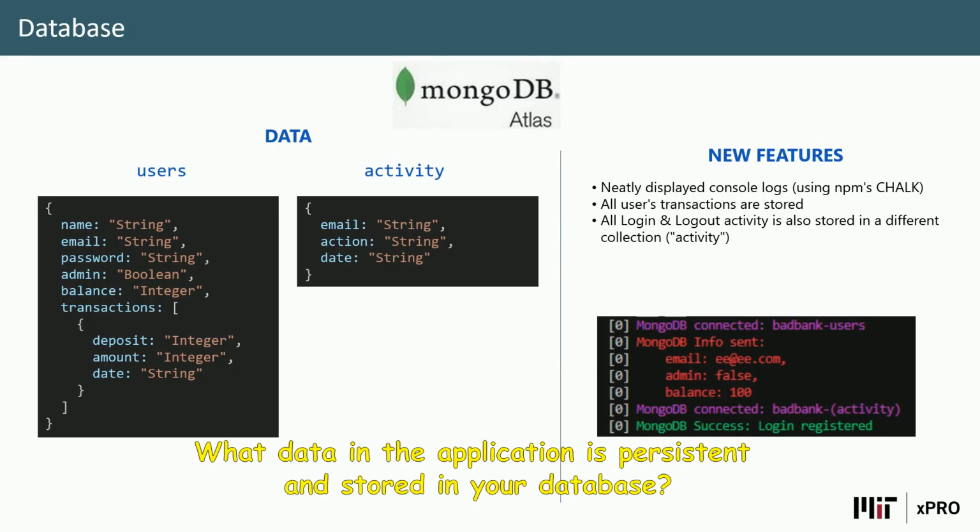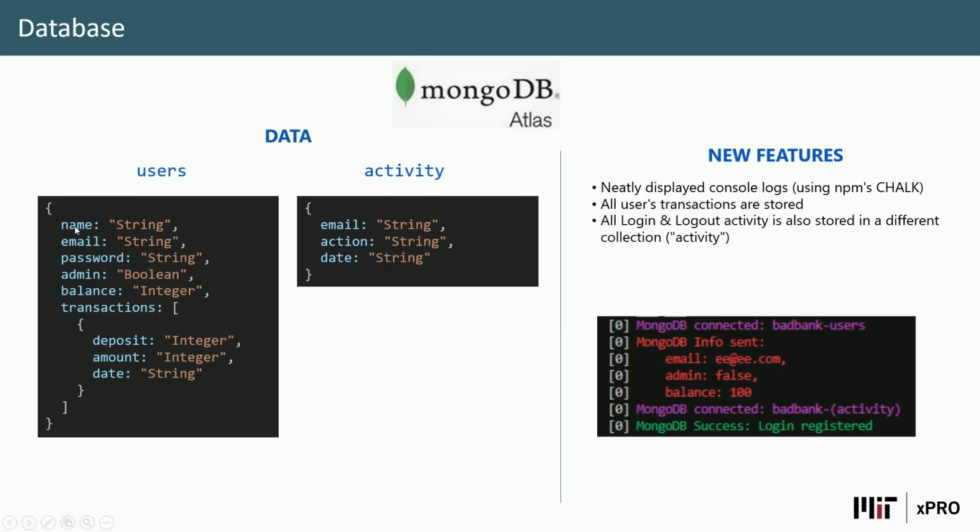What data in the application is persistent and stored in your database? Okay, so here's my database model. We have name, email, password, if the user is admin, balance, and an array with all the transactions that start with 100. All accounts start with 100. We also have another collection called activity that stores email, action, and the date.